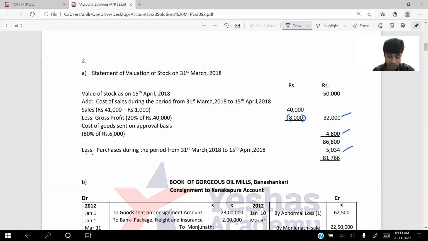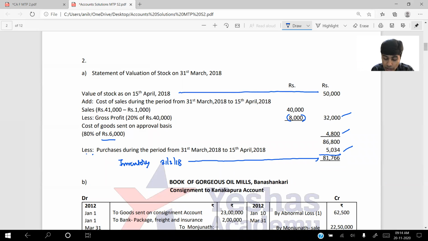4,800 is 80% of 6,000, done by 20% profit. How do I get 6,000? 10,000 into 60%. Yes. And finally, we'll arrive at 81,766 as the value of the inventory as on 31st of March 2018. So what is this? 31st of March 18. Inventory as on 31st of March 2018 is this one.